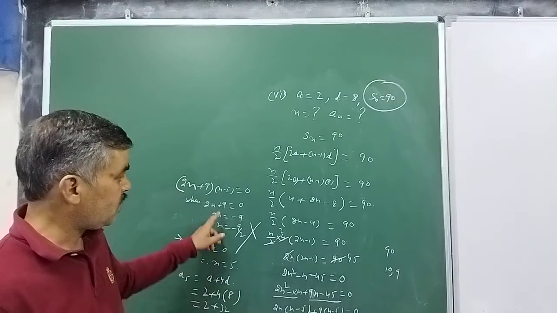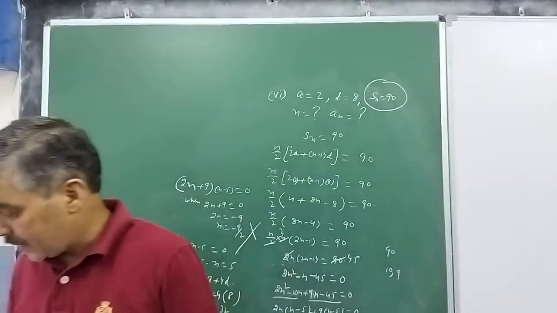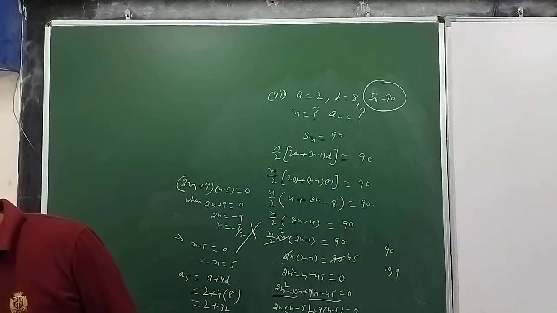Why not minus 9 upon 2? Because I am looking for n always as a counting number. So minus cannot be the counting number there. And then an means A5, A plus 4D. A is given, D is given, easily I can get the value of A5. So that is coming 34, n is coming 5. So these are the two answers for this part number 6. Then let us go to part number 7.